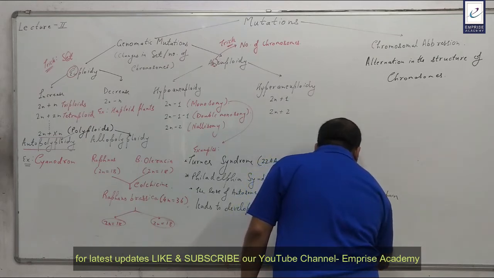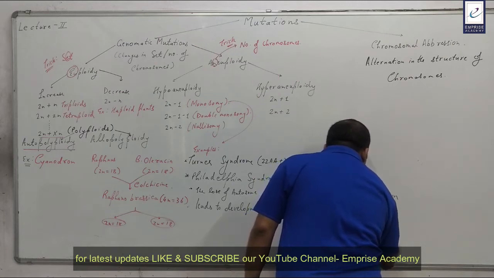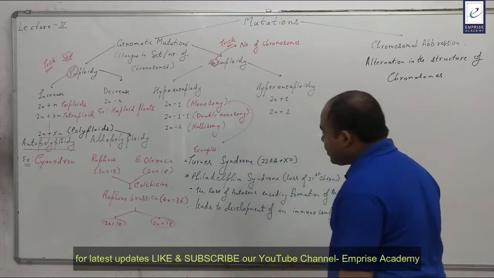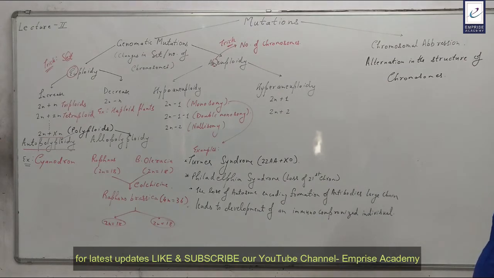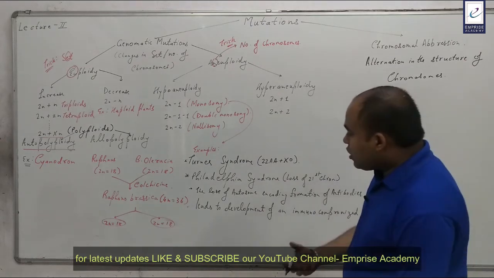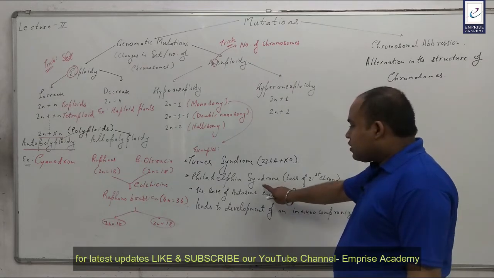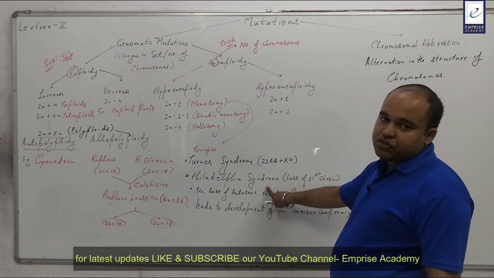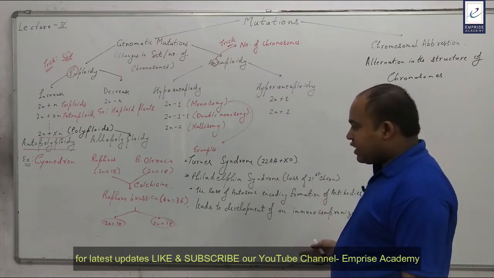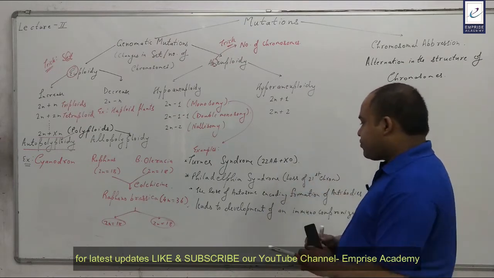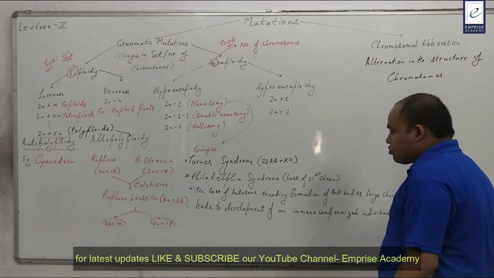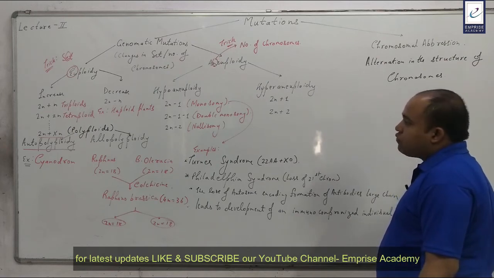Compromised individual. This will lead to the development of an immunocompromised individual. Another thing which is important is that this person is going to fall sick again and again, and this syndrome could be life-threatening in nature. So these are the two best examples of monosomy.